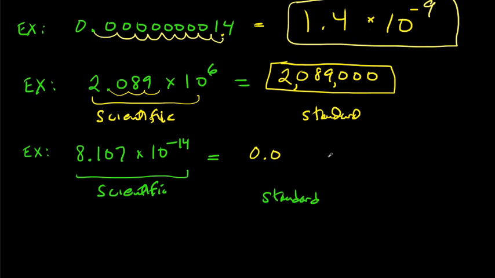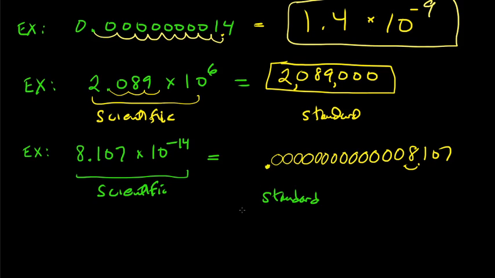So actually, I would start with the 8.107. The decimal is right here, right after the 8. Where do we want the decimal to end up? So 14 places, but we have to move to the left, because if we move to the right, we're going to get a big number. We want to get a small number. So we move it once, and then again, so 2, 3, 4, 5, 6, 7, 8, 9, 10, 11, 12, 13, 14, and then we have the decimal point.